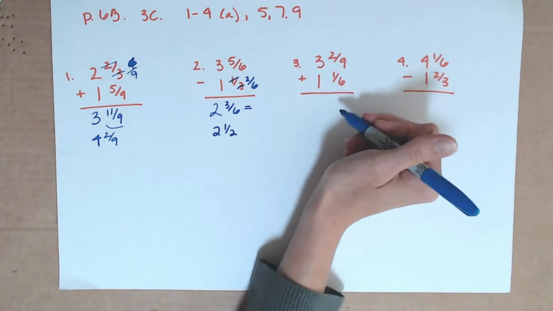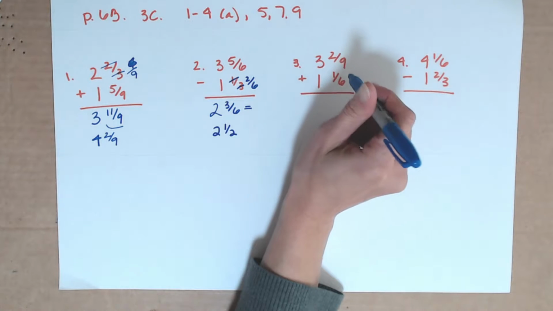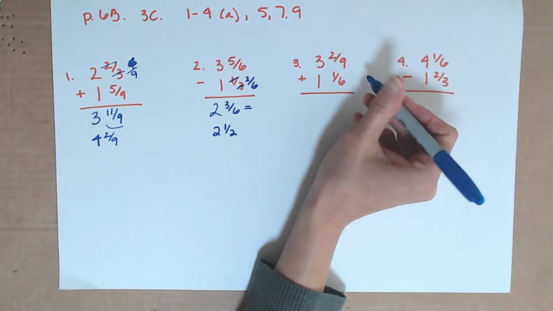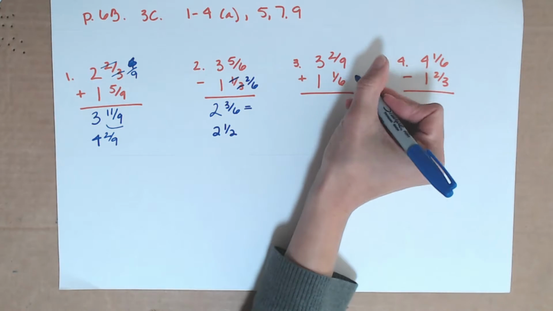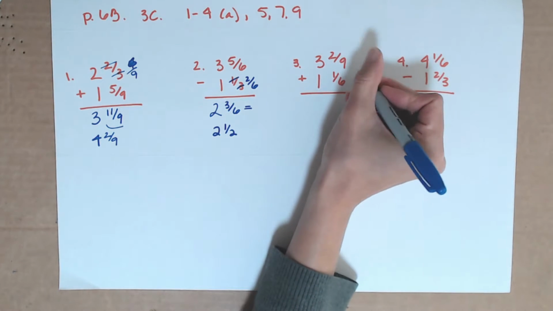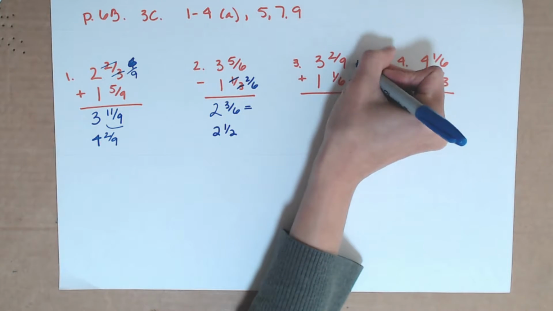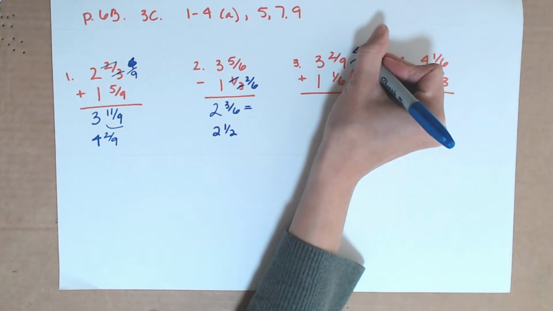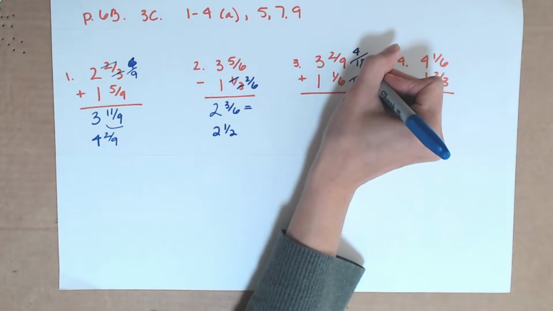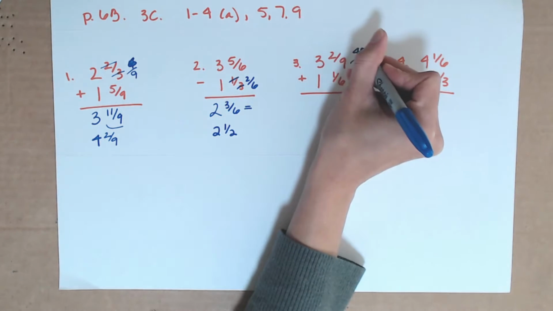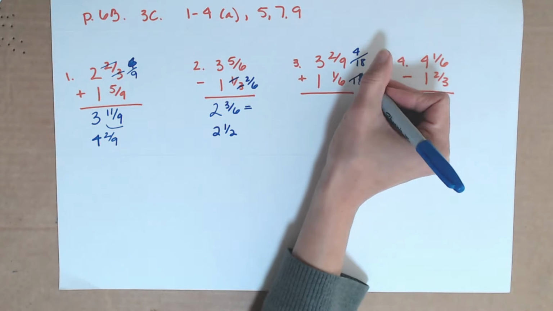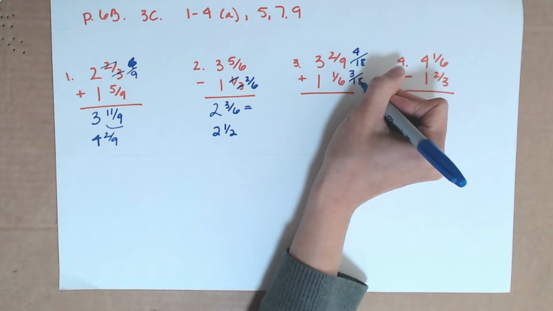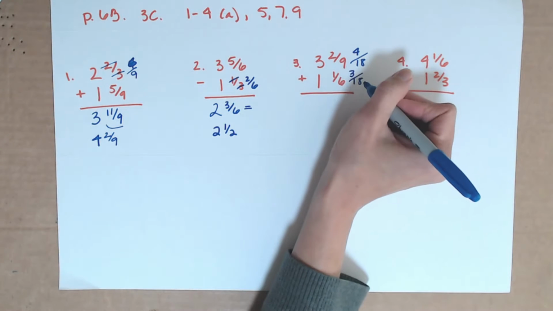Number 3, our fractional components, we have ninths and 6. We need a common denominator. I know that 18 would work, because 18 is a multiple of both 9 and 6. So I want to rewrite each of them as 18ths. The 2/9 will become 4/18, because 9 times 2 is 18, 2 times 2 is 4. And the 1/6 becomes 3/18, because 6 times 3 is 18, so 1 times 3 is 3.